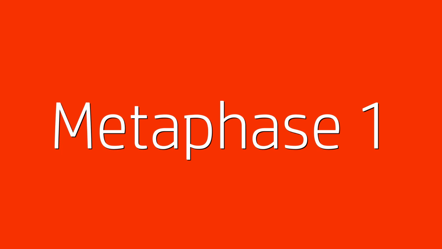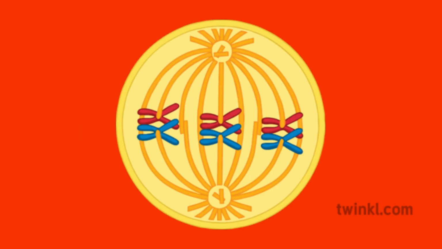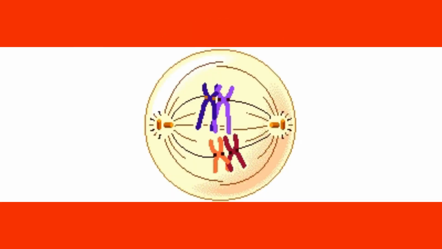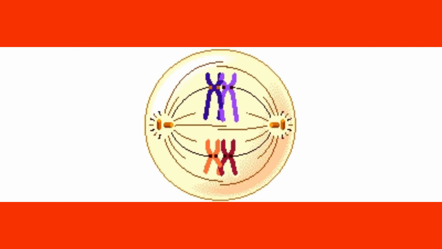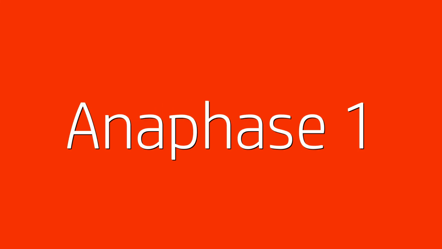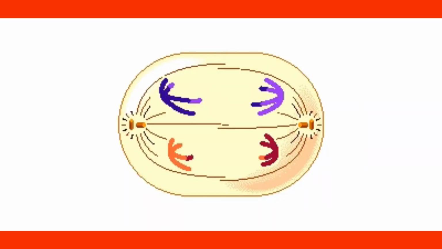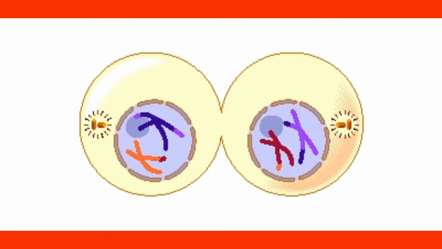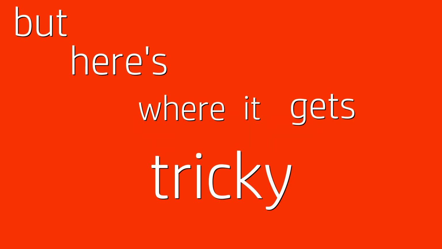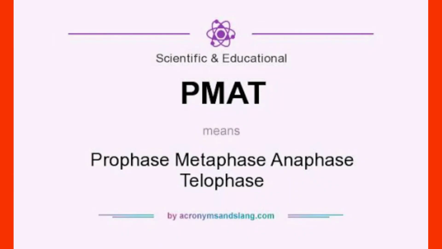Then there's metaphase 1, where chromosomes are aligned in the middle, but they are still in pairs, so they are not in a single file line. Then there's anaphase 1, where the chromosomes are pulled away to opposite sides of the cell. Then there's telophase, where the chromosomes are at opposite ends and new nuclei start forming to split the cell in two. So far, meiosis might look very similar to mitosis, but here's where it gets tricky, because as I mentioned before, the PMAT process repeats itself.